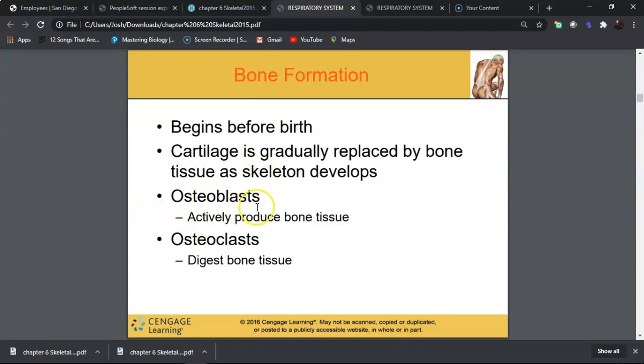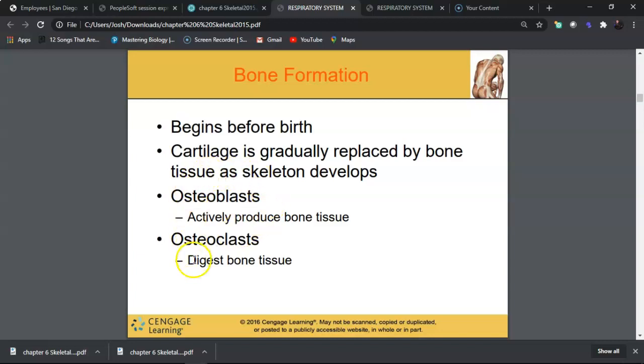Okay, and there's some specific cells that aid in this formation. We have a type of cell called an osteoblast, and you can see here these two words are exactly the same except for the one letter here. So an osteoblast is a bone cell that actively produces bone tissue and lays down bone formation. An osteoclast with a C is something that digests or breaks down bone tissue. And it is a dynamic process between these two cells in our body that allows for the building up of bone and the breaking down of bone.